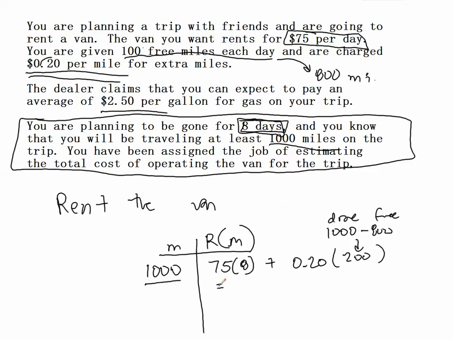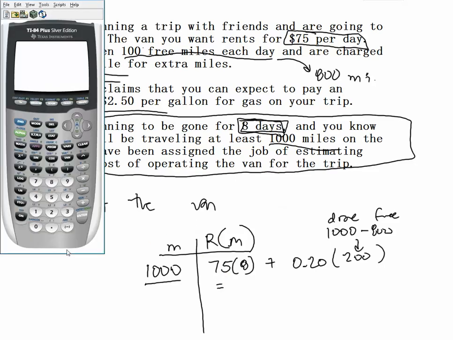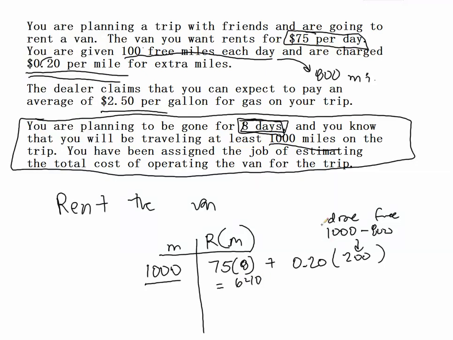So in total, let's see what this comes out to. This comes out to 75 times 8 plus 0.2 times 200. So that means the total is going to cost me $640. Just so that we get a pattern for this, our question is how do we determine this for any number of miles, so we don't have to keep writing line after line after line. But let's just practice one more.